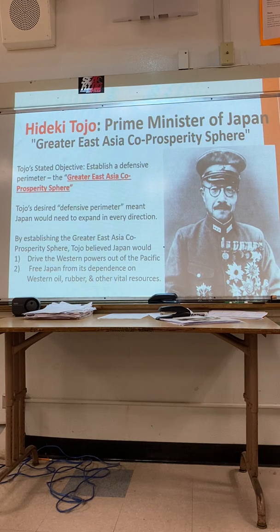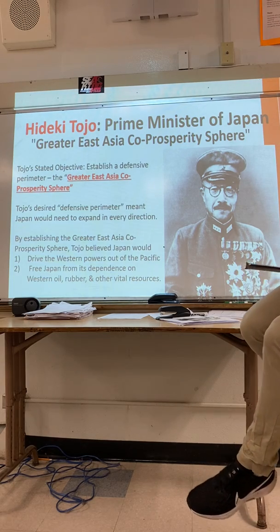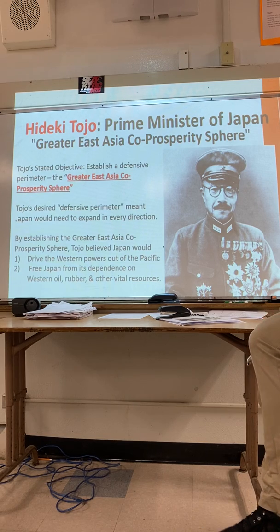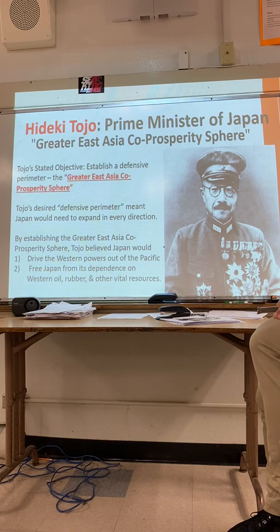Okay, let's talk about the attack at Pearl Harbor. So our Prime Minister of Japan at this stage is a man by the name of Hideki Tojo. He has this idea of creating the Greater East Asia Co-Prosperity Sphere. And this is supposed to be a defensive perimeter.